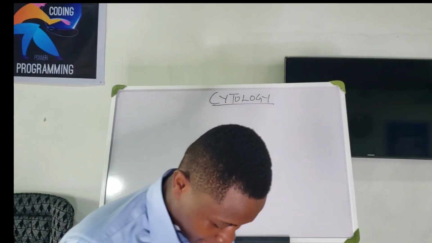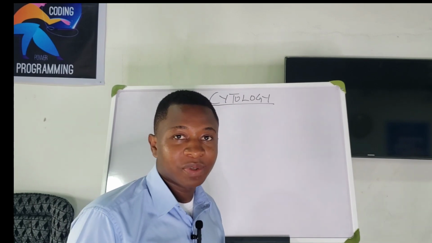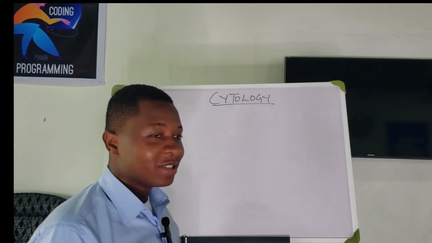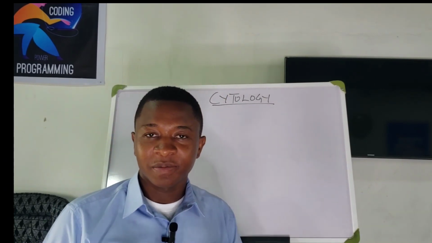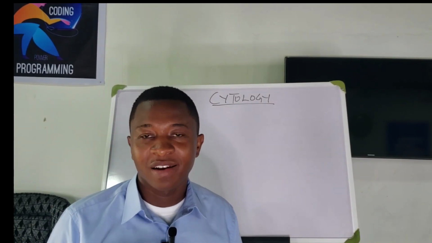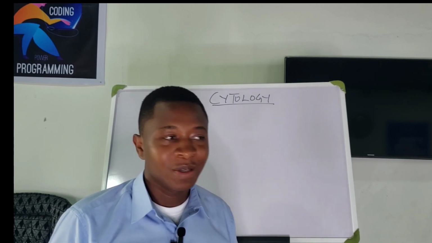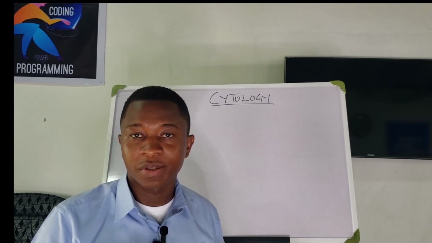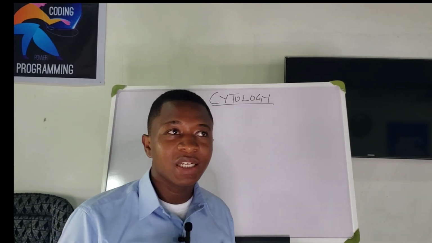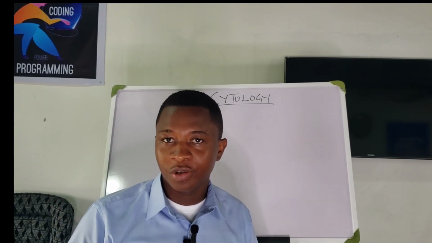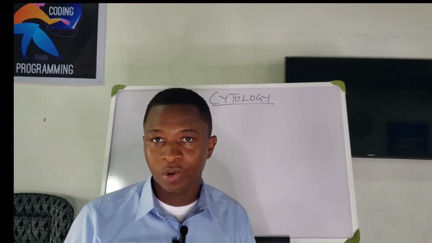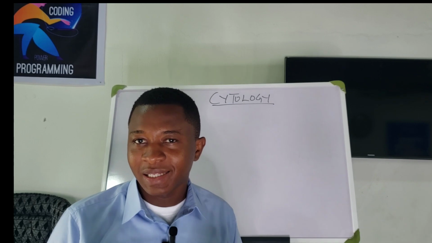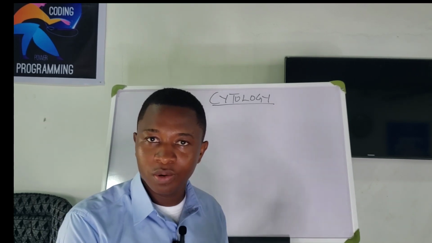Alright, so in today's video we're going to be looking at the basic concepts of cytology. So what is cytology? Cytology is the scientific study of the cell and its properties. If we must look at the basic concept of cytology, we need to know what the cell is. The cell is the basic functioning unit of life that can exist on its own. Or you can say that the cell is the smallest form of life that can exist on its own.